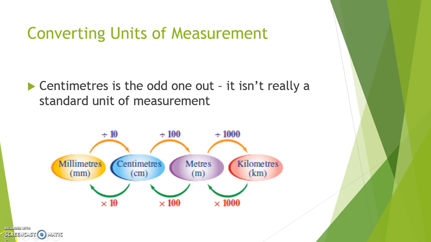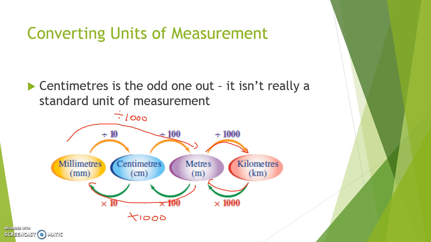So the magic number between all these units is 1000. So going from here to here, it's a factor of 1000, so we're dividing by 1000. And from here, meters to kilometers, also a factor of 1000. Going this way, we're multiplying by 1000. And you'll often see me draw this diagram, but without the centimeters attached, because it doesn't fit that standard factor.